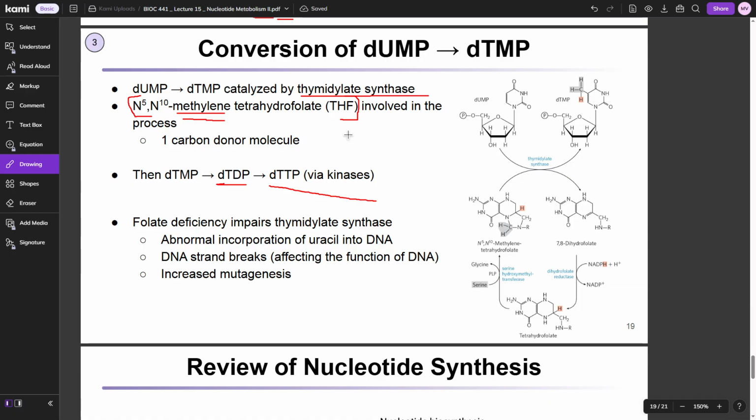So folate deficiency. If you don't have folate, right, so THF uses folate, then what you actually end up with is incorporation of uracil into your DNA, which causes strand breaks, causes mutagenesis, leads to all sorts of messed up stuff, like a bunch of messed up proteins and all sorts of stuff like that.